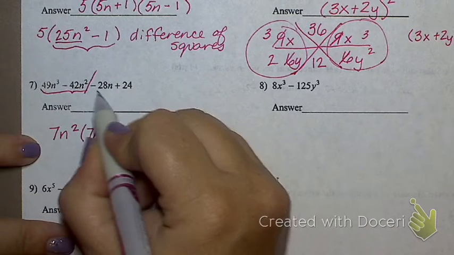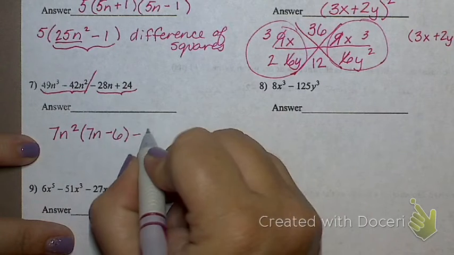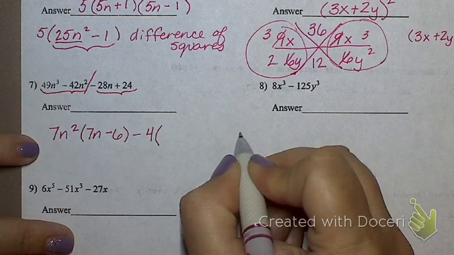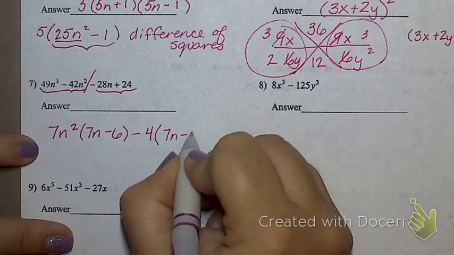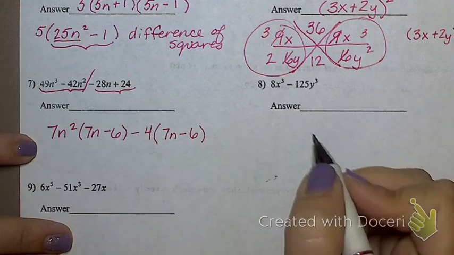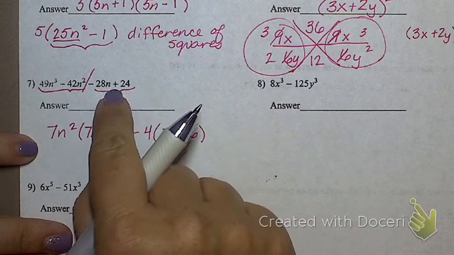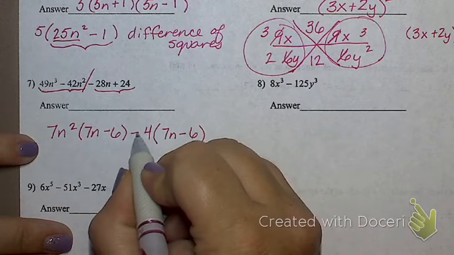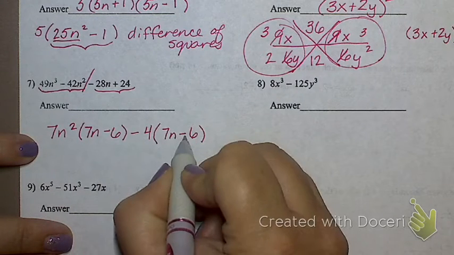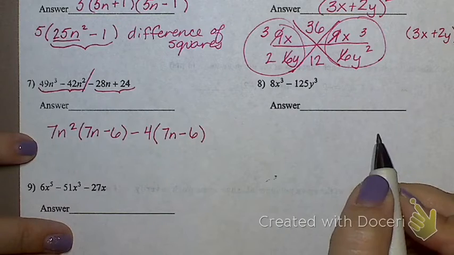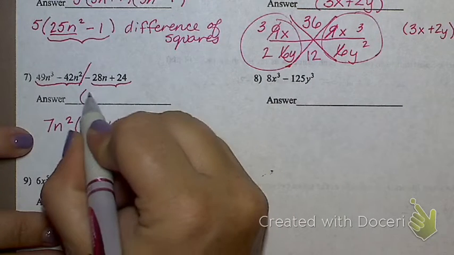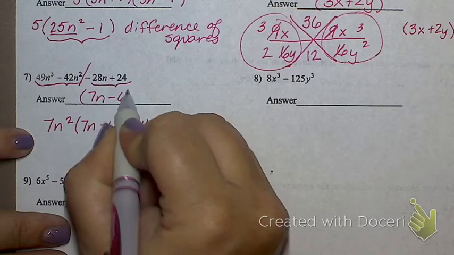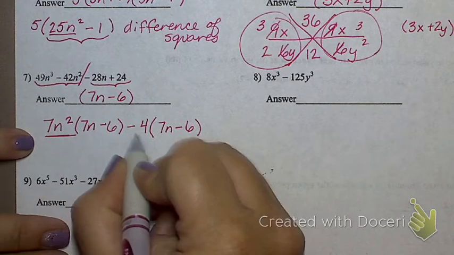What do these 2 have in common? 4. Okay. What's going to be left inside? 7n minus 6. Why is it minus 6 and not plus 6? Because this was a plus. Because we took out a negative. Negative 4 times negative 6 is the way I get that positive 24. So, one of my parentheses is 7n minus 6. My other parentheses is 7n squared minus 4.